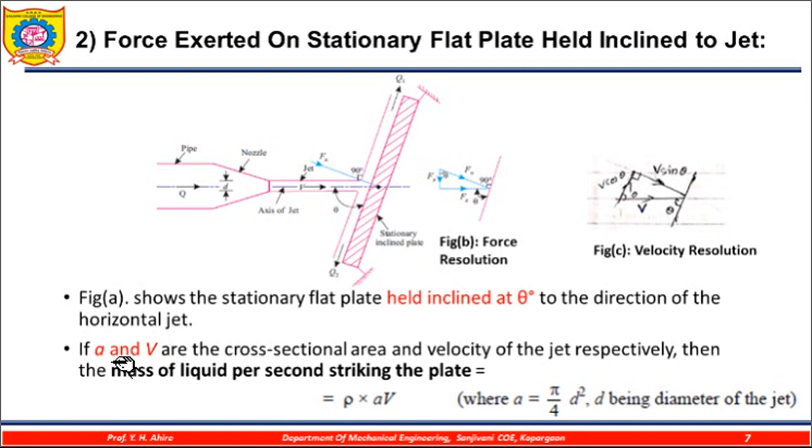If small a and capital V are the cross-sectional area and velocity of the jet respectively, then the mass of liquid per second striking the plate in the jet is nothing but rho into a into V. Okay, because it is rho into Q, the mass flow rate of the jet. a is the area of the jet, pi by 4 d square, where small d is the diameter of the jet.